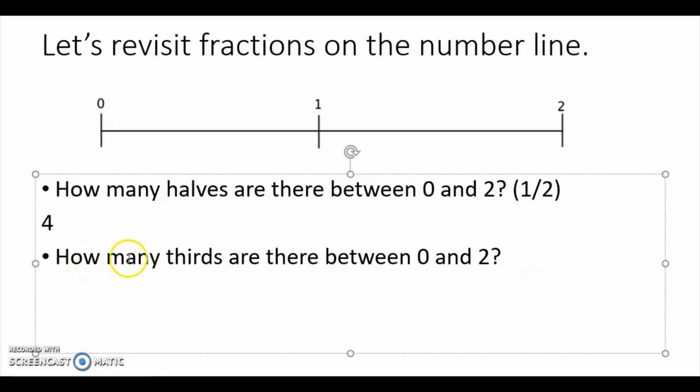Now it says, how many thirds are there between 0 and 2? A third looks like this, 1 out of 3. How many thirds do we have between 0 and 1? We have 1 third, 2 thirds, 3 thirds. 3 between 0 and 1. And then between 1 and 2, we again have 3. 1 third, 2 thirds, 3 thirds. So 3 here and 3 here.